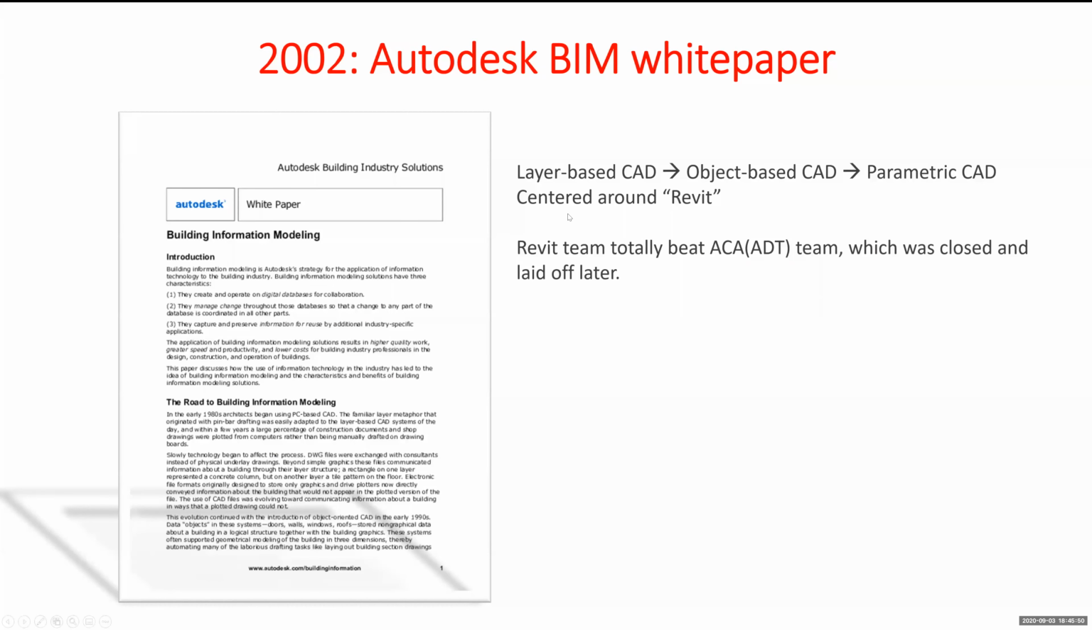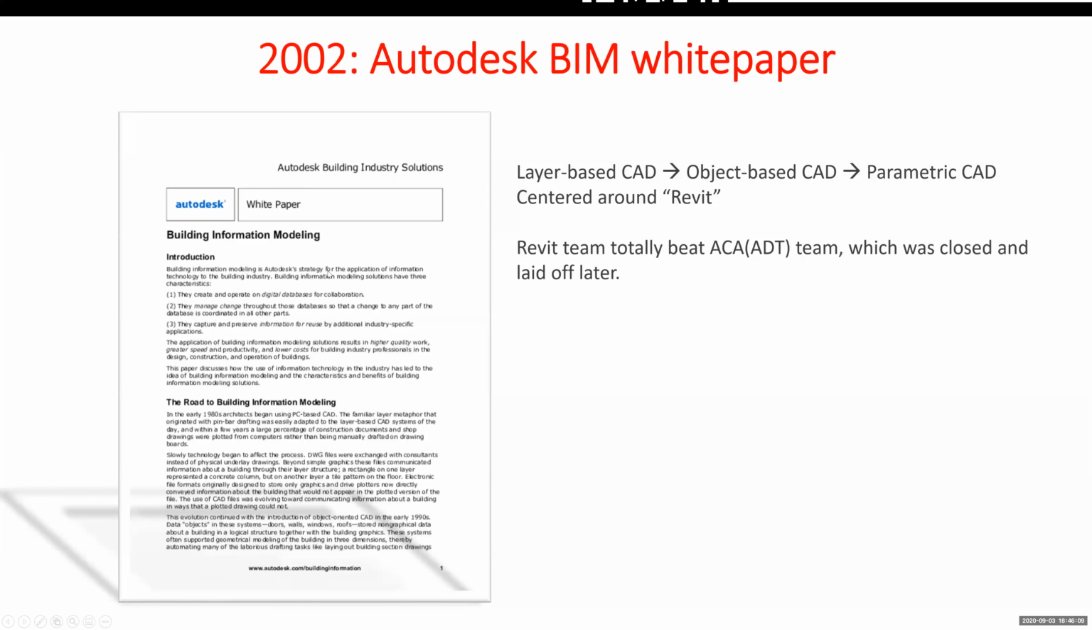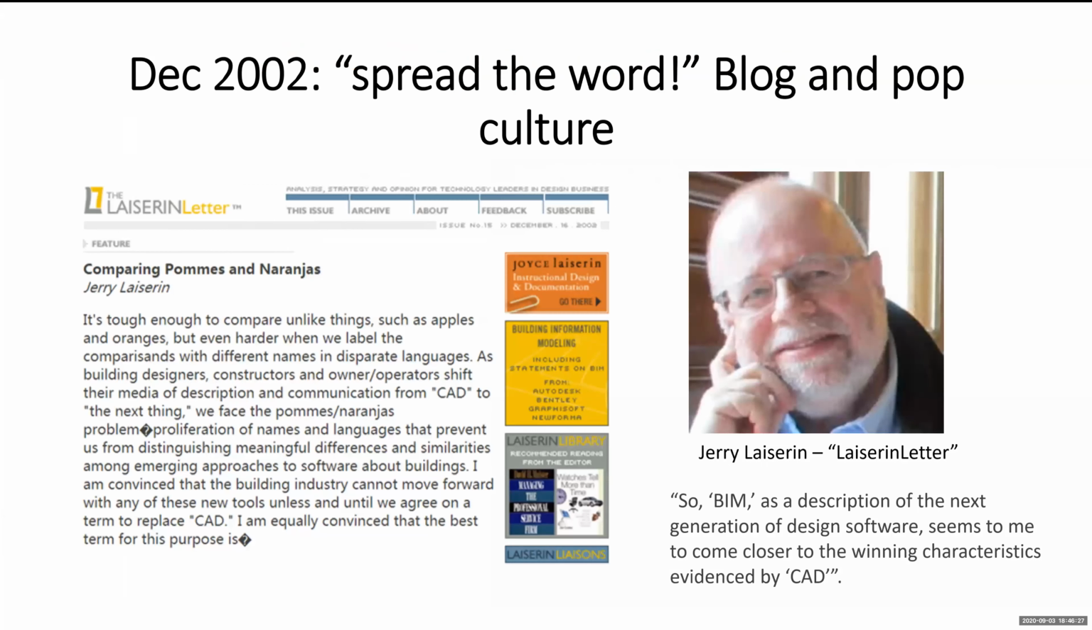In this white paper, Autodesk described how CAD technology moved from layer-based CAD to object-based CAD to parametric CAD, and finally, we call it building information modeling, all centered around Revit. And here they mentioned that building information modeling is Autodesk's strategy. So it became the focus of Autodesk. What happened to the ACA team? They didn't have good salesmen, so they were totally beaten by this Revit team. And finally, Autodesk closed that team and laid off all the people from the ACA team. So that was the story.